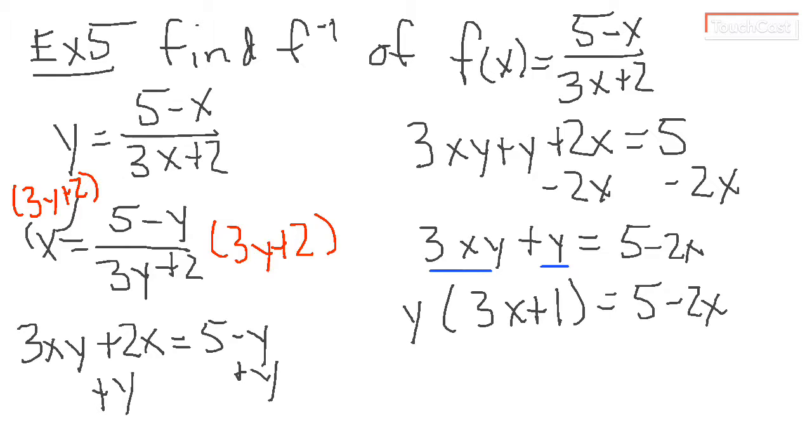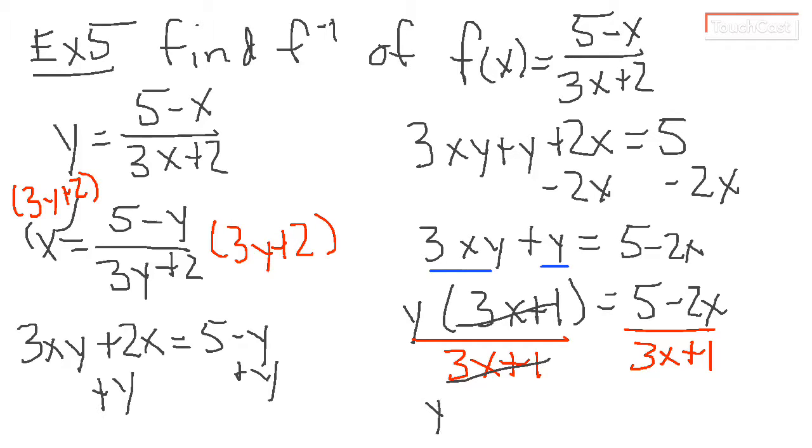And now to get y by itself, I'm going to divide both sides by 3x + 1. Because on the left, the 3x + 1's will cancel each other out, and I'm left with just y. And on the right, I'm going to have (5 - 2x)/(3x + 1). So we found the inverse. We did steps 2 and 3. Now we're moving on to step 4.